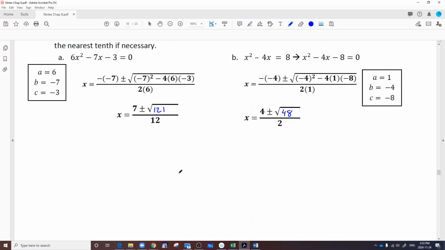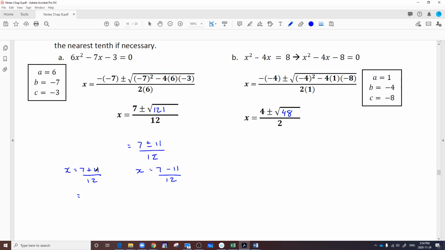Okay, so what are we going to do with these answers? Well, let's look at the different scenarios we get here. Here we have this number 121 under the square root sign. Hopefully you're recognizing your perfect squares, and you recognize that the square root of 121 is 11. So this would be 7 plus or minus 11 all divided by 12. To find your solutions, there's two of them. There is 7 plus 11 divided by 12, and there's 7 minus 11 divided by 12.